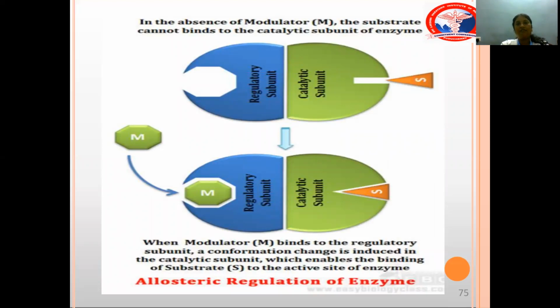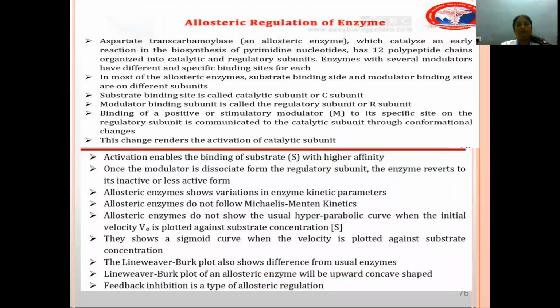Here you can see in the first picture, the blue structure is the regulatory subunit or allosteric subunit, and the green structure is the catalytic subunit. In the absence of modulator, the substrate, which is triangular in shape, cannot bind with the rectangular active site of the catalytic subunit of the enzyme. Whereas whenever a modulator comes and binds the regulatory subunit, there is a conformational change induced in the catalytic subunit of the enzyme, enabling the binding of the triangular substrate in the triangular active site of the enzyme. This is how allosteric regulation takes place.